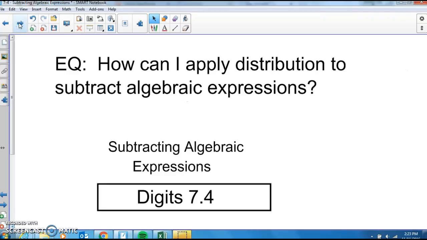7.4, your central question is, how can I apply distribution to subtract algebraic expressions? And our topic is subtracting algebraic expressions, and this goes, like I said, with 7.4.